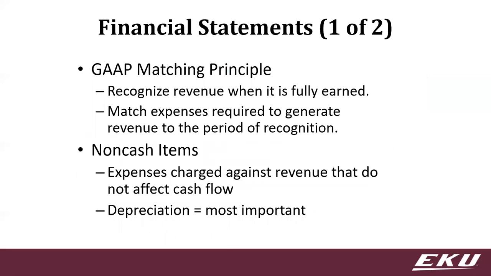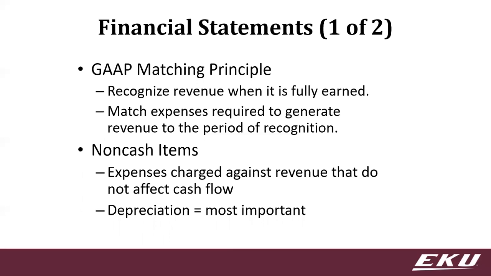A little bit to understand about the financial statements. We do this accrual accounting, but there's definitely rules around it known as GAAP, right? And so we recognize revenue when it's earned, and we match expenses that were required to generate that revenue during that period. So when we take the cost of goods sold, we're not going to charge for the entire batch. We're going to charge for the ones that were sold, right? So we're going to match expenses with the revenue.